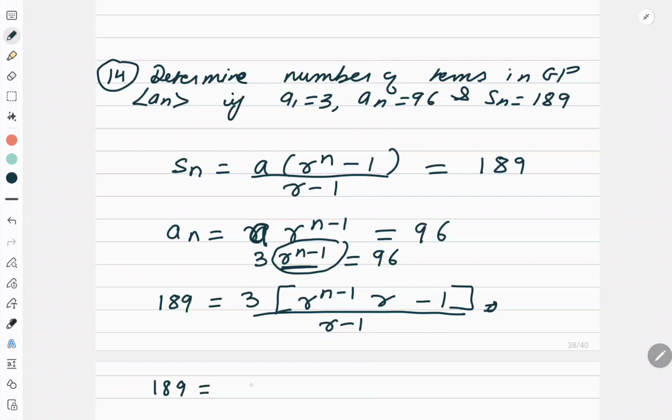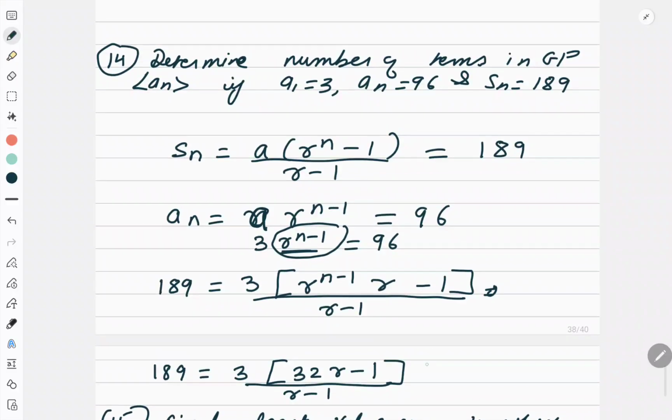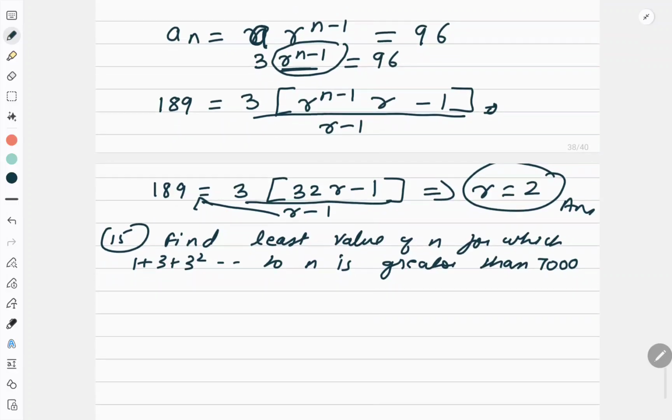189 is equal to 3 into 32r minus 1 upon r minus 1. Now this is a simple linear equation. It is not quadratic also. So when you solve this simple equation by cross multiplication, the value of r is equal to 2, which is the answer. Correct? Okay. Let's move to the next question.